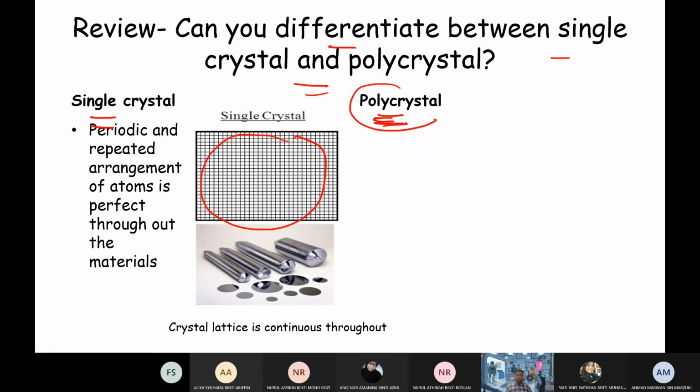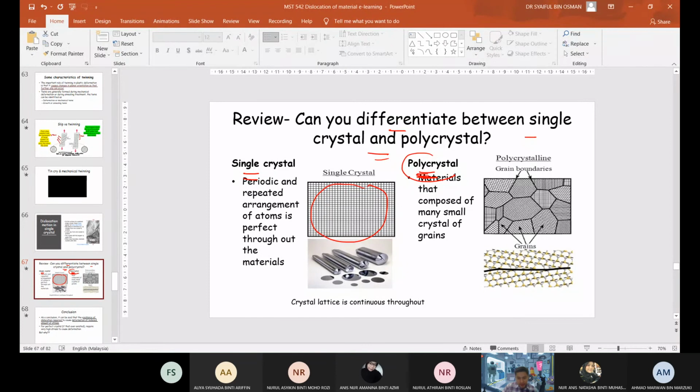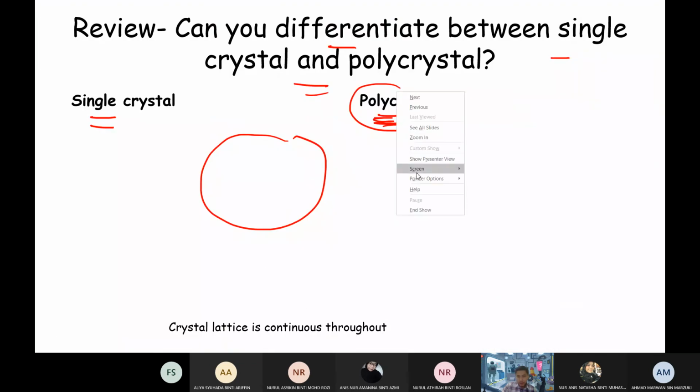Dia periodic by across the each grain. Yang itu untuk apa? Untuk single crystal ke polycrystal? Poly. Siapa tu? Fifi ke? Siapa jawab tadi? Saya Anis Amanina. Anis Nur Amanina. Okay, sebab Anis jawab tadi, nanti kuiz saya tambah 2 markah. Anis Nur Amanina kan?